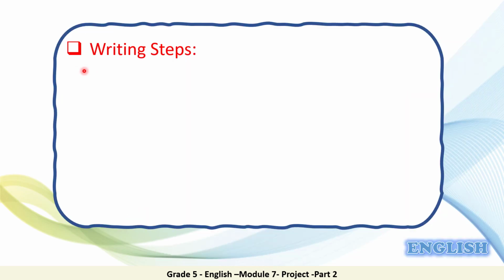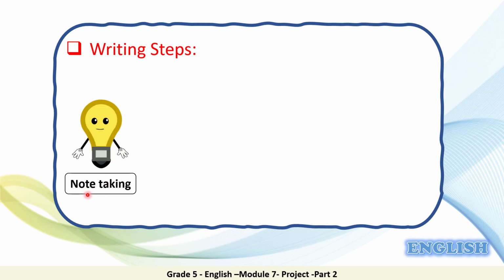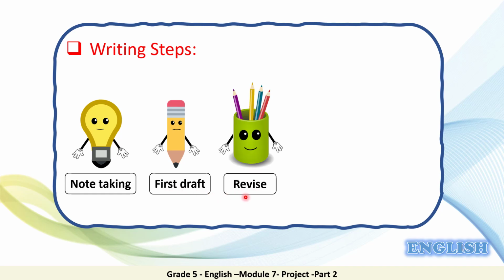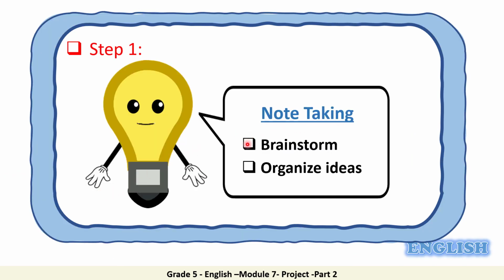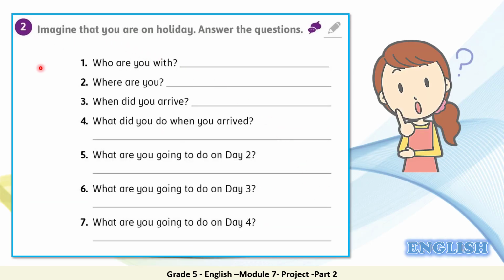Let me remind you of the writing steps we always follow to start any writing process. We should start with note-taking, then first draft, then we revise the first draft, then we do some editing before we get to the final draft. Let's get started with step number 1, the note-taking. In this stage, we brainstorm and organize our ideas. And for doing this in a perfect way, let's do this activity on your workbook page 74.